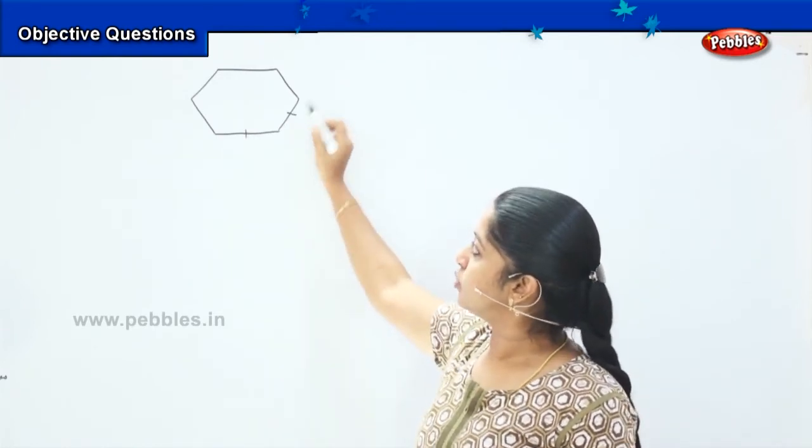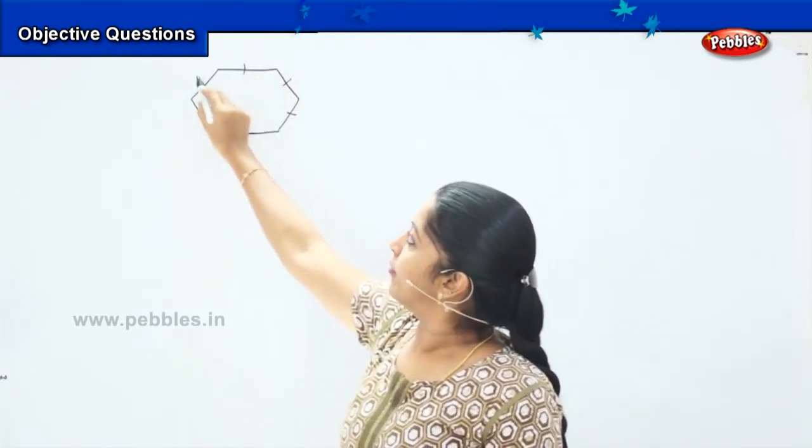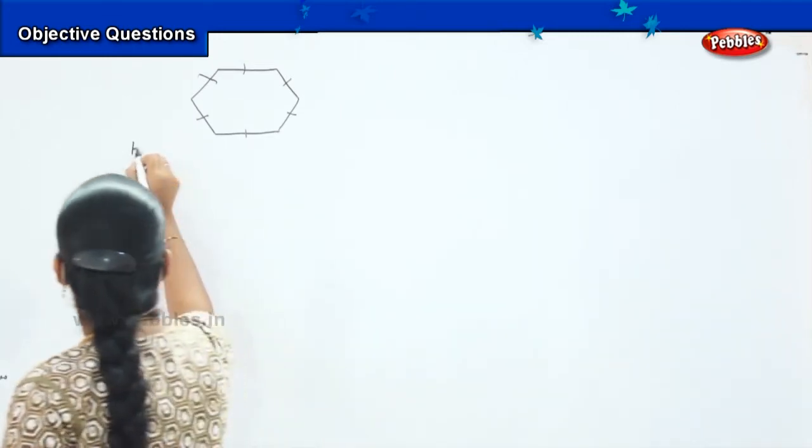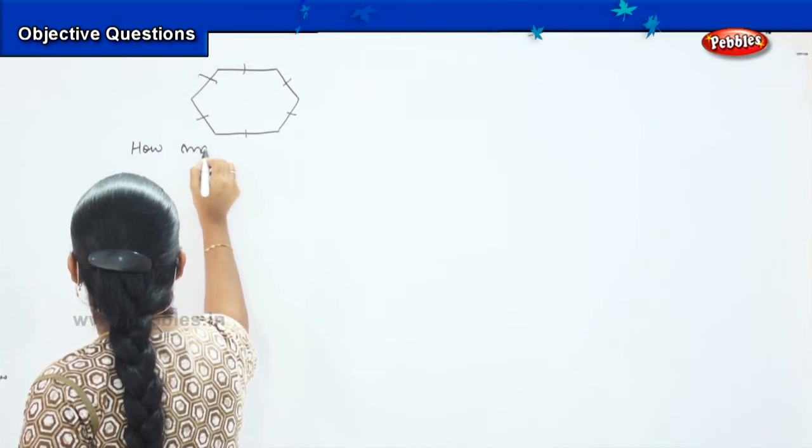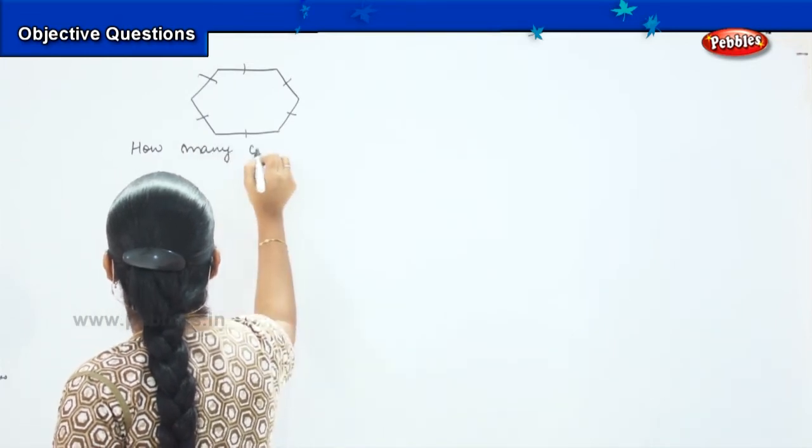1, 2, 3, 4, 5, and 6. So what is the shape called as? Correct. It's a hexagon, right? It has got 6 sides. It's a hexagon. So now, your question is, how many corners a hexagon has?